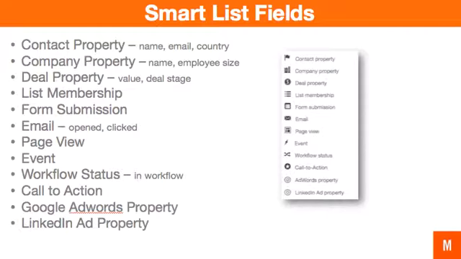An event that's happened that you've recorded in HubSpot, based on whether they're in or out of a workflow, a call to action that they've clicked on or haven't clicked on. If you're using HubSpot ads, a Google AdWords property, or a LinkedIn ads property, you can build lists on any of the fields within those. Plus, as I said, any custom field that you have created.